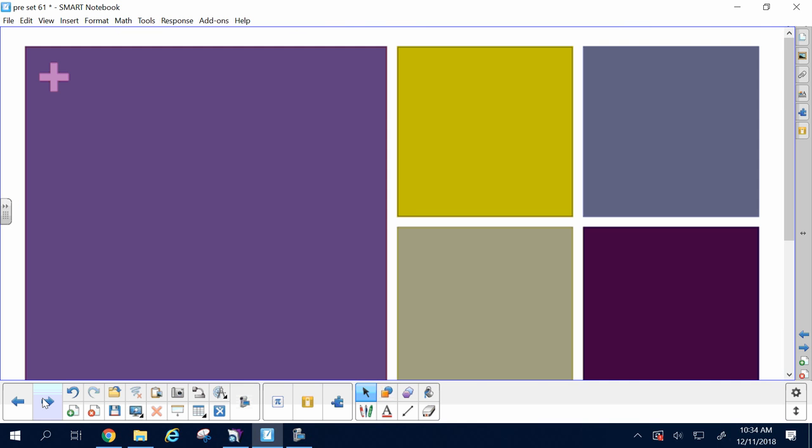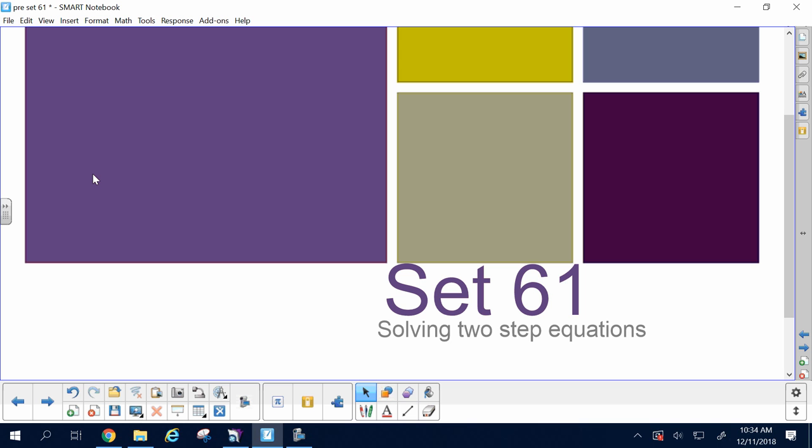The lesson is solving two-step equations. Yay! One-step equations, you've got down mastered, so it's about to be able to solve two-step equations. Here we go. Are you ready?